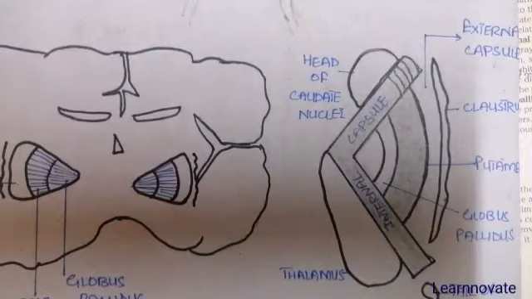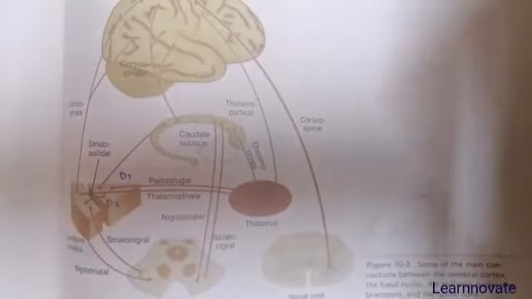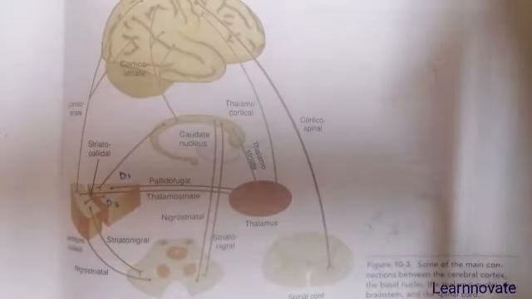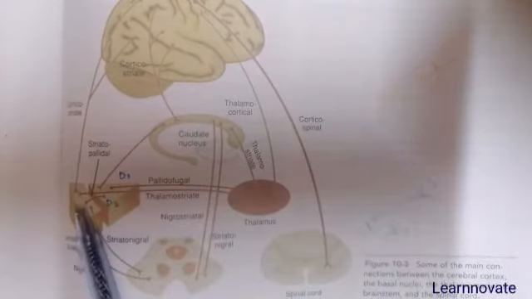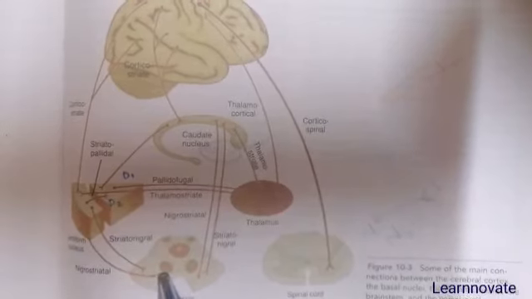Now we are going to discuss the connections of the corpus striatum. The caudate and the lentiform nuclei combine to form the corpus striatum. Here you can see the afferent and efferent connections of the corpus striatum. This is your lentiform nucleus and its connections with the different areas of the brain.